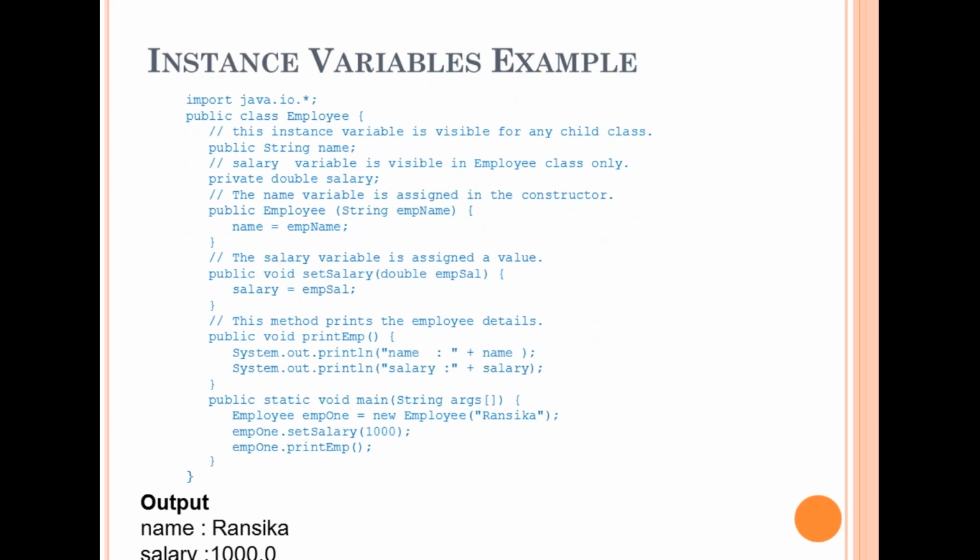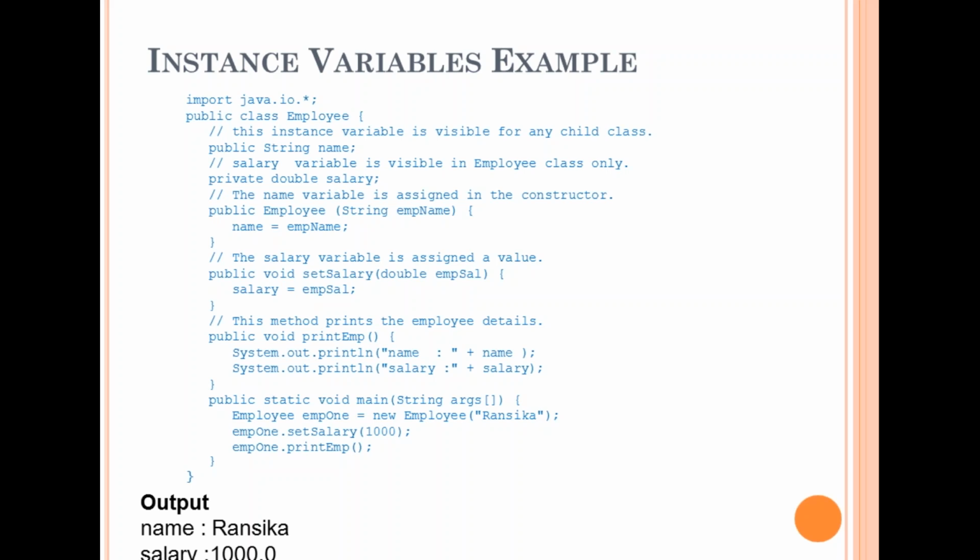Instance variables can be declared at the class level before or after use. Access modifiers can be given for instance variables. The instance variables are visible for all methods, constructors, and blocks in the class. Normally, it is recommended to make these variables private. However, visibility for subclasses can be given for these variables with the use of access modifiers.